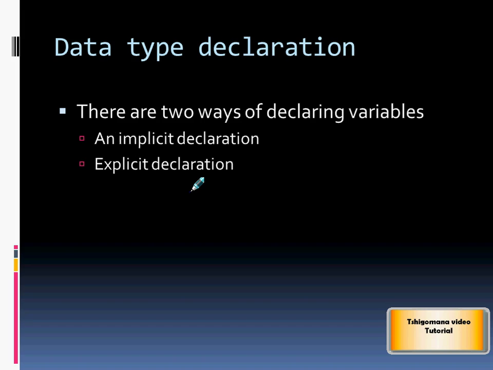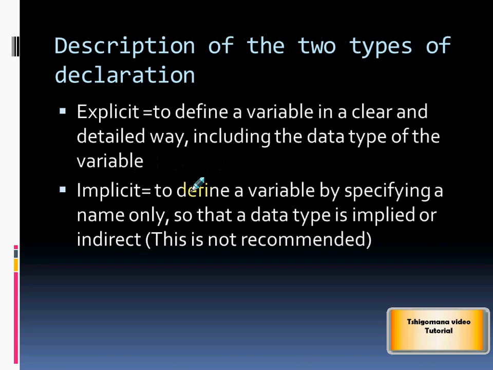Data type declaration. There are two ways of declaring variables: an implicit declaration as well as explicit declaration. Now, let me describe the two types of declaration. Explicit declaration means to define a variable in a clear and detailed way, including the data type of the variable, whereas implicit means to define a variable by specifying a name only, so that a data type is implied or indirect. This is not recommended.